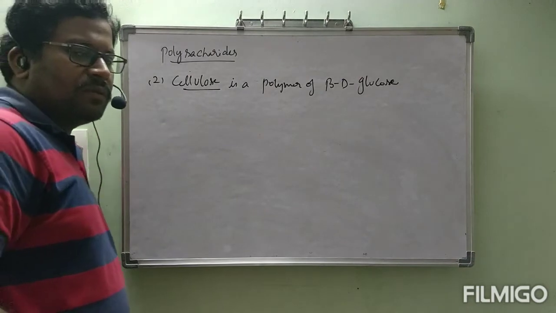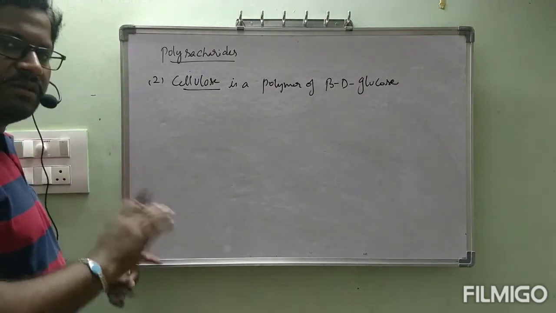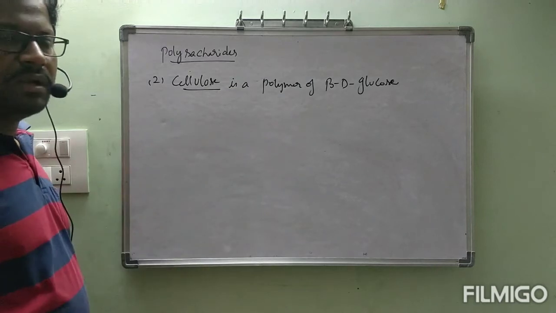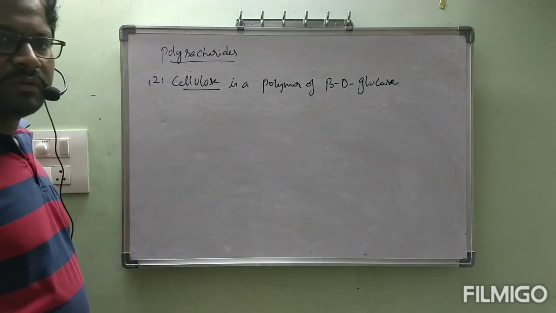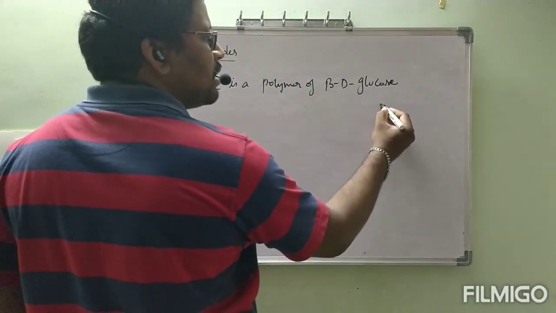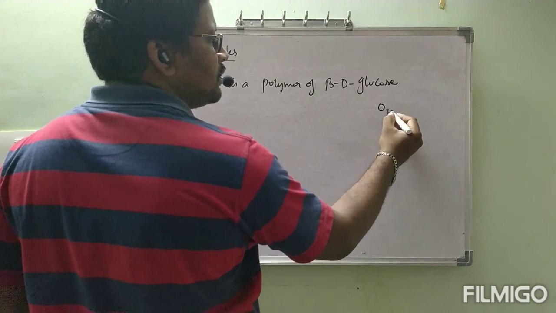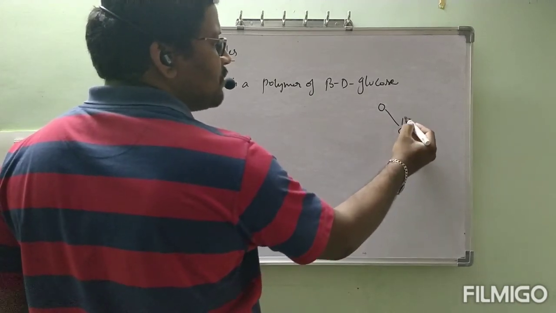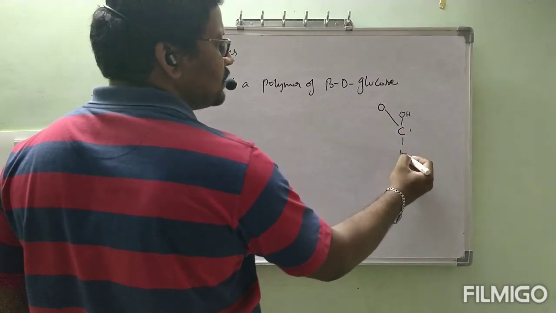Cellulose is a polymer of beta-D glucose. It has only one component, cellulose only. How that cellulose is present, now we will see. Now, beta-D glucose molecule, let us see that one more. Oxygen is here. Right side carbon 1. Alpha means above OH, below H.